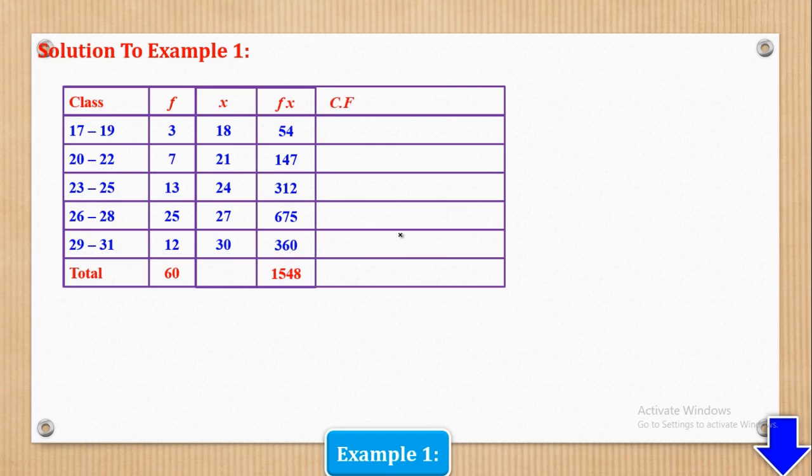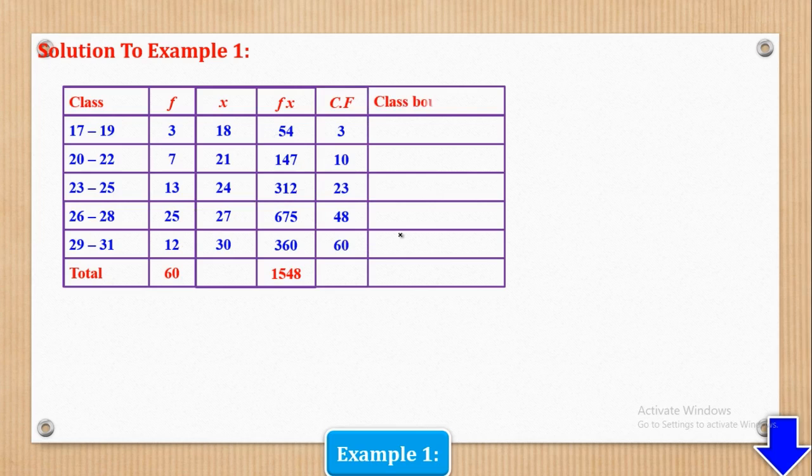Now next is to generate the values for cumulative frequency. So I'll start with this very value here and put it there. Then after that I'll say 3 plus 7 to come up with 10. 10 plus 13 to come up with 23. 23 plus 25 to come up with 48. 48 plus 12 to come up with 60. So basically those are the values for cumulative frequency.